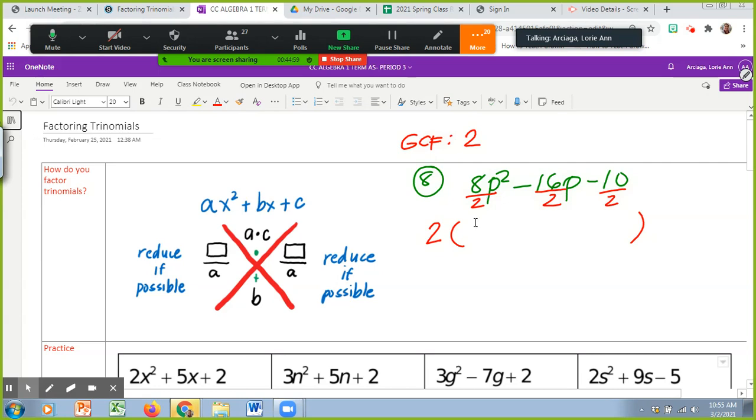What will be my first term? 4. Very good, Emily and Anna. So 4p squared. Same thing here. You do the same thing. Negative 16p divided by 2 is negative 8p. That's great. Negative 10 divided by 2, negative 5. That's awesome. And if you notice, all numbers 1, 2, and 3 that we did previously, they have no GCF but 1. So they don't have a greatest common factor. So they were ready for X method.